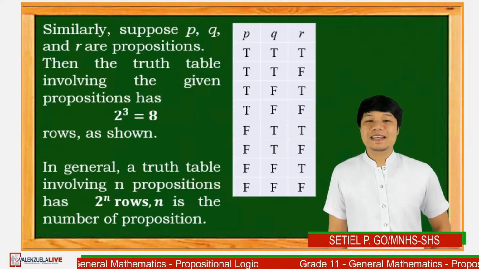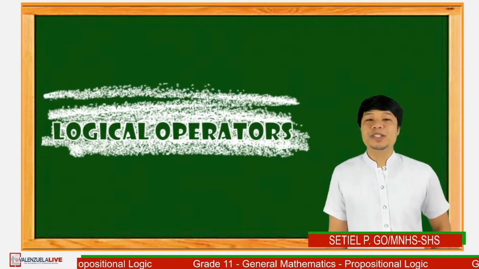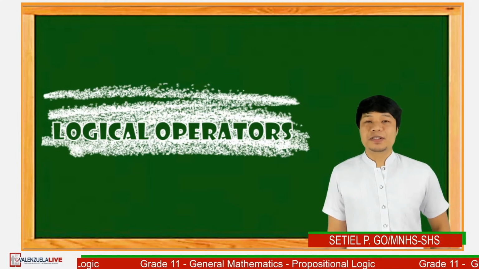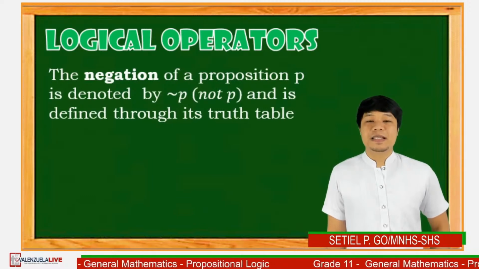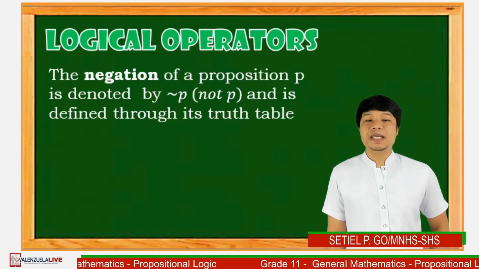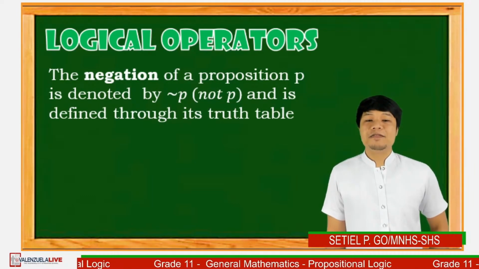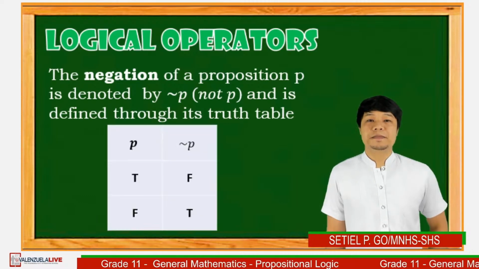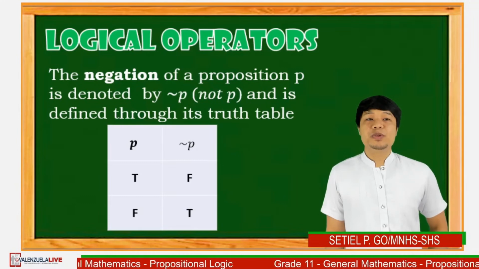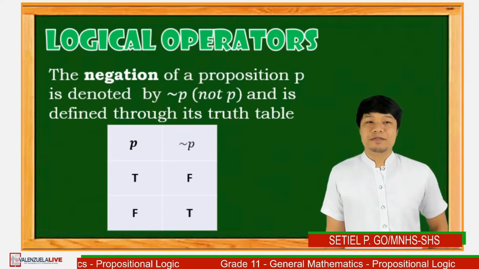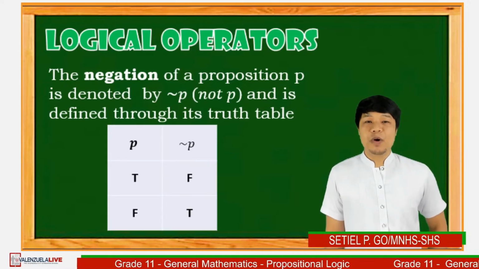Okay, just like in other mathematics topics, proposition also has its own logical operators. The first logical operator is negation. The negation of a proposition P is denoted by this symbol or not P and is defined through its truth table, wherein proposition P has 2 truth values which are true and false. If we're going to negate P, the truth values will be false and true.